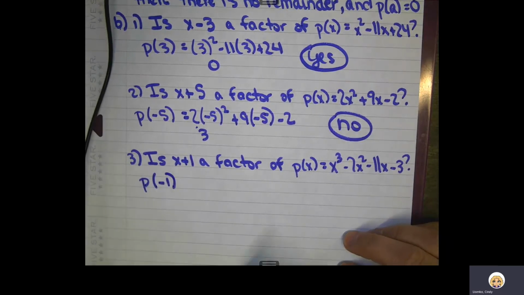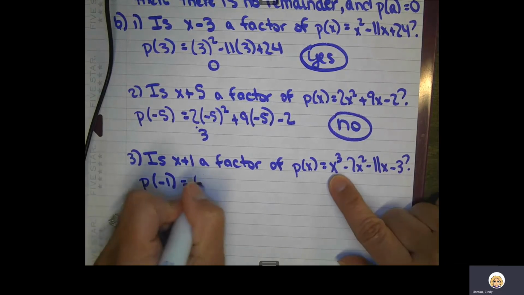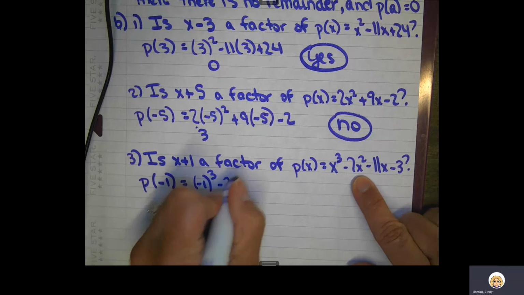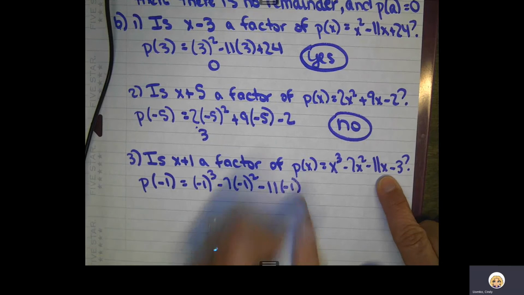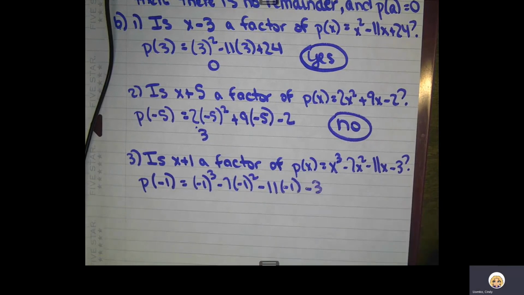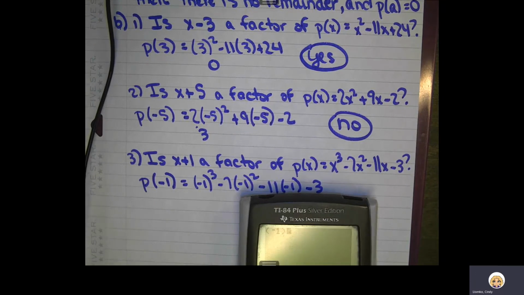So I'm going to do p of -1. I do the opposite of the factor. All my x's become -1 now. So this becomes -1 cubed minus 7 times -1 squared minus 11 times -1 minus 3. So this time I'll do it by plugging in the number. Make sure I'm doing this right. I get an answer of 0.